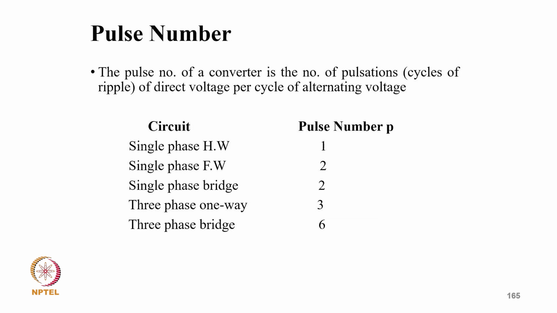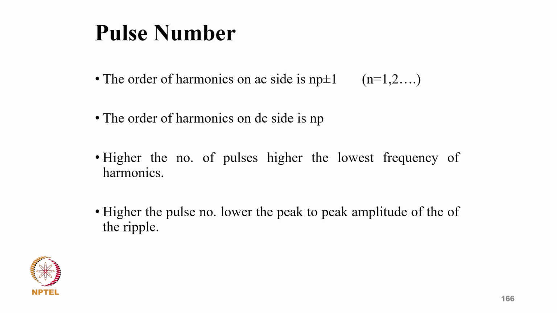Coming to the pulse number of a converter: it is the number of pulsation cycles of ripple of direct voltage per cycle of alternating voltage. So in the circuit of single phase half wave, pulse number is 1, single phase full wave is 2, single phase bridge is 2, three phase one wave is 3, and three phase bridge is 6 pulse.